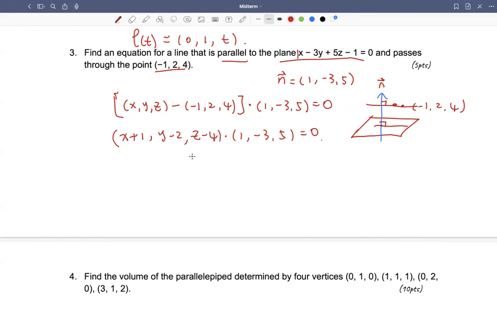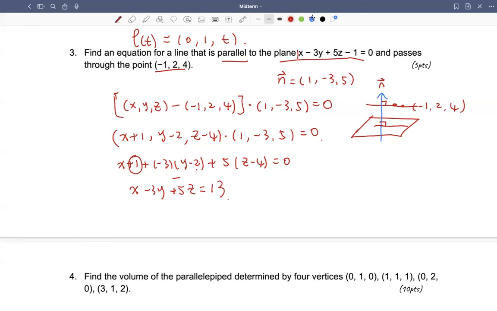Okay, now let's do the calculation. We multiply component-wise: x plus 1, plus negative 3 times y minus 2, plus 5 times z minus 4 equals 0. So we have x minus 3y plus 5z equal to a number. What's the number? So I have a 1. This gives us 6, 7, 7 minus 20, negative 13. Negative 13 moves to the other side and becomes positive 13.